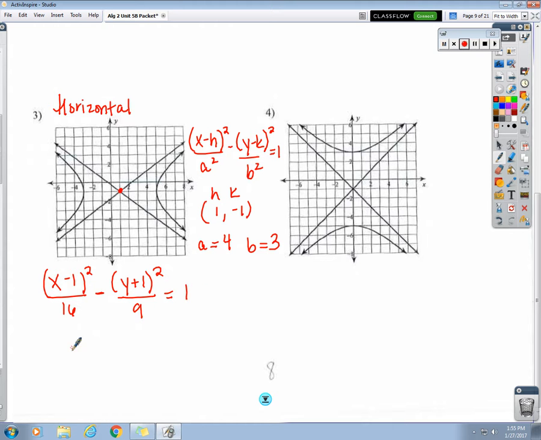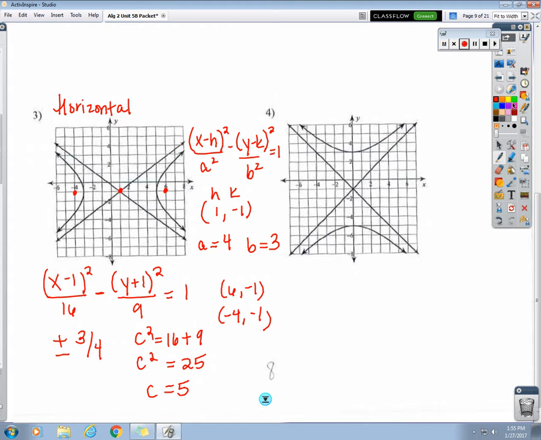Okay, for your slopes, it'll be plus or minus 3 over 4. And then for your foci, it's c squared equals 16 plus 9, which turns out to a nice perfect square of 25. So your c value is 5. And so if you go right 5, 1, 2, 3, 4, 5, that one ends up at 6, negative 1. If you go left 5, that one ends up at negative 4, negative 1.